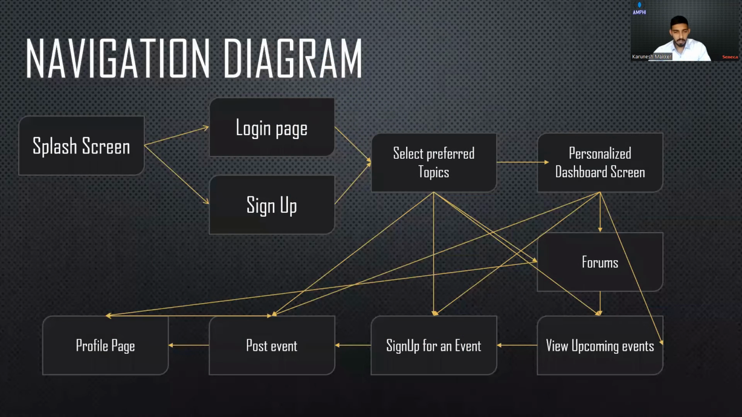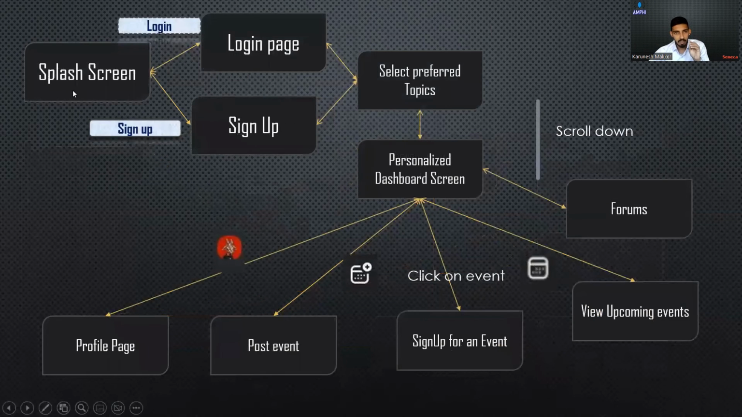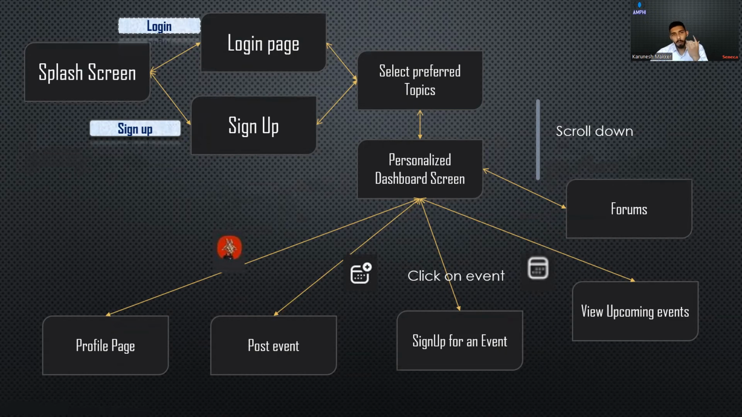So moving on to the navigation diagram. This is the navigation diagram that I made, but it was a bit cluttered, and according to our layout concepts, I decided to keep it simple and minimalistic. So this is what a minimalistic and clear navigation diagram looks like. First, we open with a splash screen wherein the Amphi logo pops up. Then we move on to the login page or the sign up page, whichever situation you are in. Then after you sign up or log in, you can go to select preferred topics. You can personalize your feed basically.